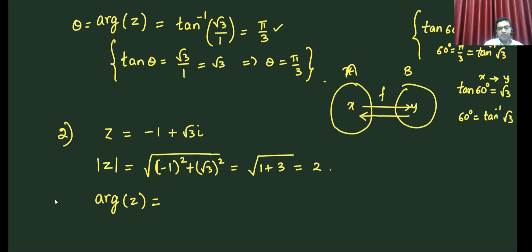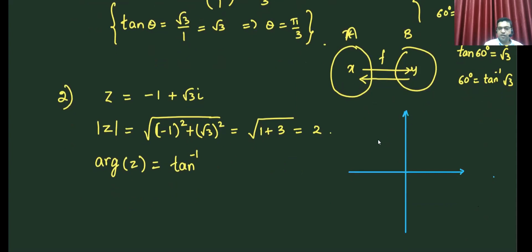This lies in the second quadrant, because the real part is negative and the imaginary part is positive. So this is a number that lies in the second quadrant. Argument has to be between pi by 2 and pi. See, it's a second quadrant angle, so it will be greater than 90 and less than 180. Okay, this is your argument of z. This is that point z.